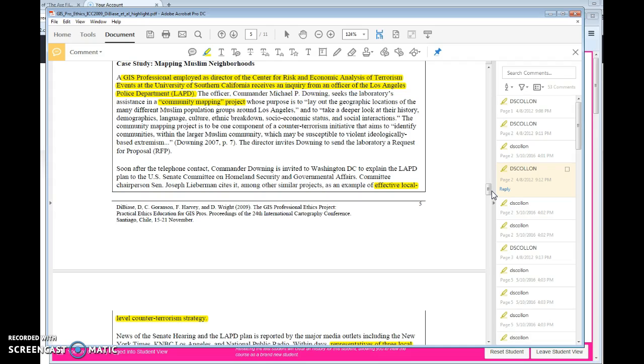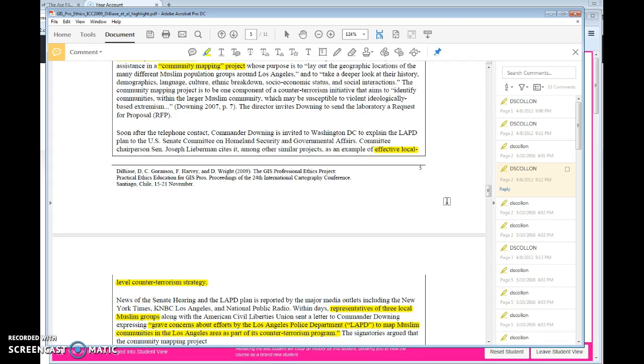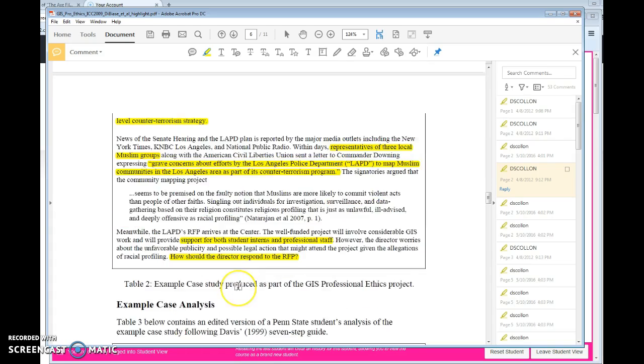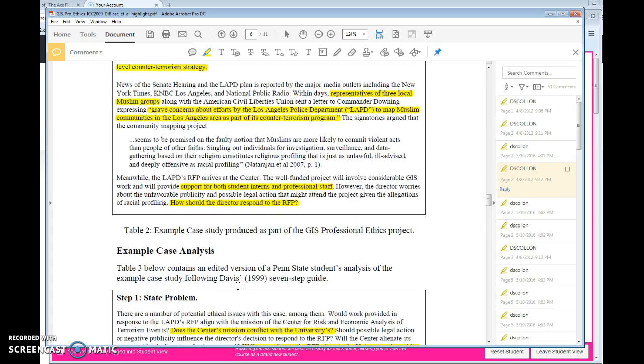The LAPD wants to do this community mapping of Muslim neighborhoods. They go through, and there was a committee in Washington, D.C. that had looked at similar projects and said this was an effective local level counterterrorism strategy, this idea of local mapping, community mapping, and maybe an example of volunteer geographic information. However, representatives of three local Muslim groups and the ACLU expressed grave concerns about the efforts by the LAPD to map Muslim communities in Los Angeles as a part of counterterrorism. They expressed this concern about surveillance and data gathering based on religion.